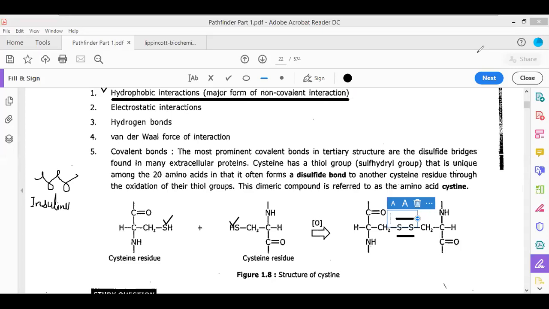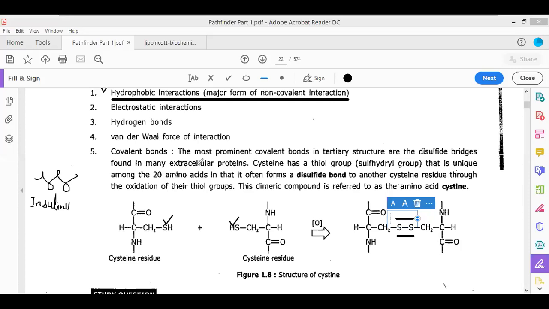Okay, Priyanshi, if there are 3 disulfide bonds, how many are intramolecular and how many intermolecular? One intermolecular, and 2 intramolecular. Okay, now this is good. So in the case of insulin, you can find that there is one intermolecular disulfide bond, and there are 2 intramolecular disulfide bonds which are present.